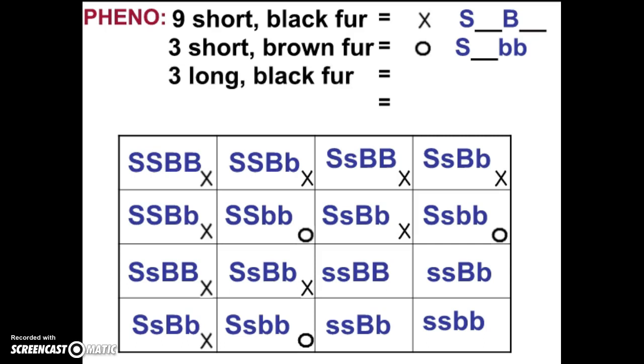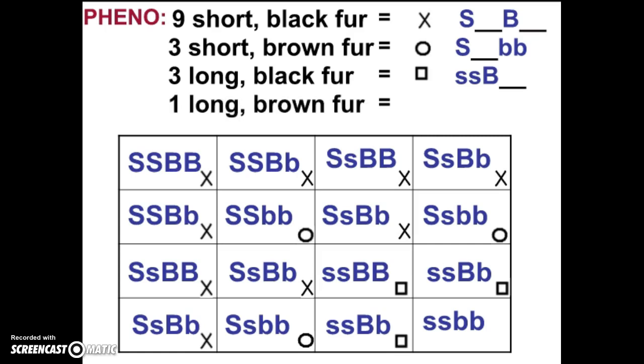The next combination, I can have long fur and black fur. So I can look for little s, because that means long fur, and big B something, because that will mean that it has black fur. And I'll mark that with a square, and I have 3 of those. And by default, the last one will have both recessive characteristics of long and brown fur, but you still have to tell me how many of those there are, and we have 1 of those. So we can see this 9:3:3:1 ratio of phenotypes.